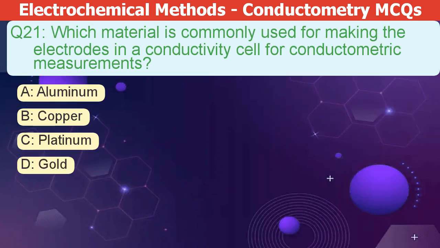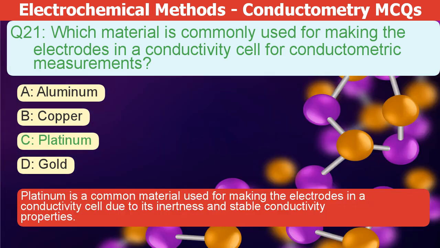Which material is commonly used for making the electrodes in a conductivity cell for conductometric measurements? A. Aluminum. B. Copper. C. Platinum. D. Gold. The correct answer is C.